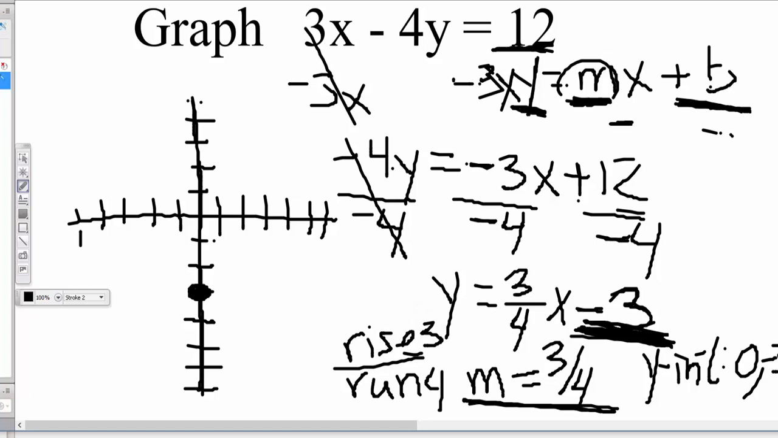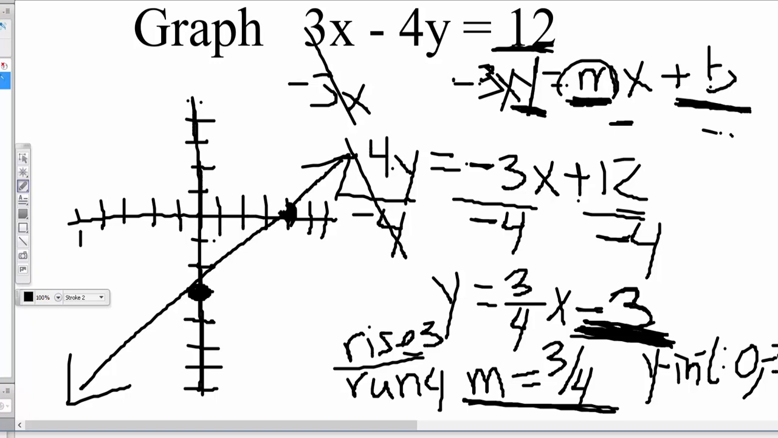So what that means is from my point, go up 3, 1, 2, 3, and over 4, 1, 2, 3, 4. So that means up 3 to the right 4 because we have a positive slope. And once we have that point graphed, we're going to just connect the dots, and we have our line.